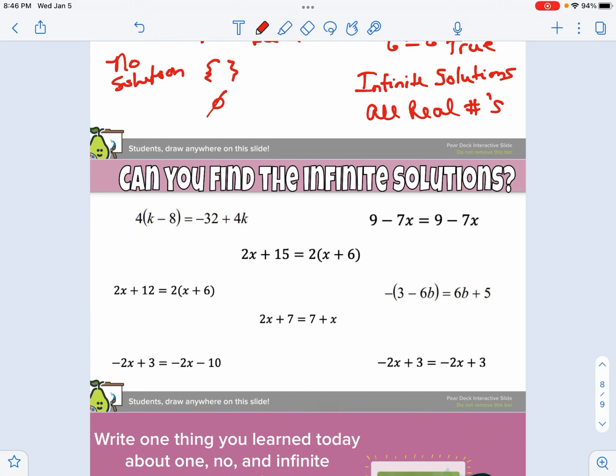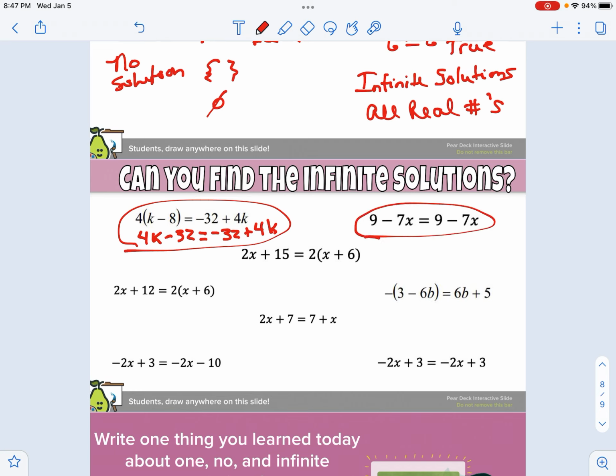And then for this one, I wanted to see if you could find the infinite solutions, and the infinite ones are the ones that look identical to each other when you solve them or simplify them. So here, if I distribute this one, it may not look the same to you, but if you look at it carefully, you still have a positive 4k and a negative 32 on both sides. This is an example of an infinite solution. 9 minus 7x and 9 minus 7x is an infinite solution.